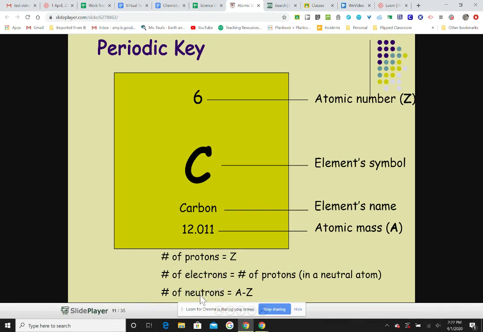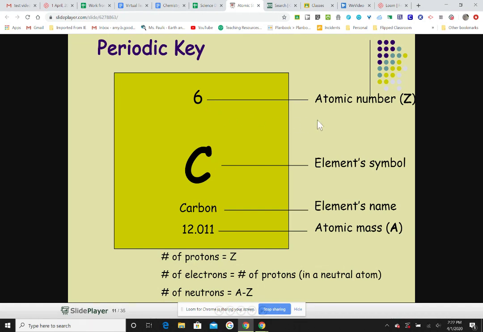Then again, here for the number of neutrons, which I just went over, it was your 12 take away your 6. They have done that with this A minus Z. Your A is down here for your atomic mass, and your atomic number is your Z. So they just subtracted the 6 from the 12, which I had done before.